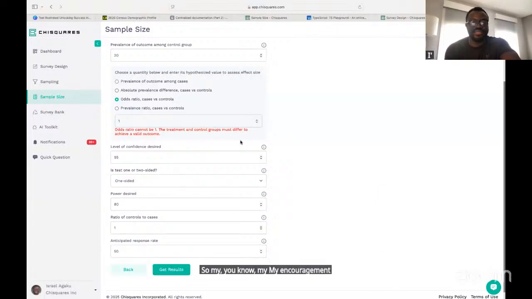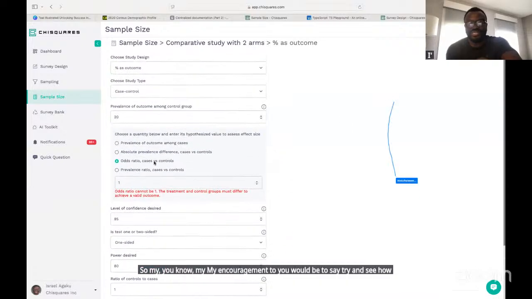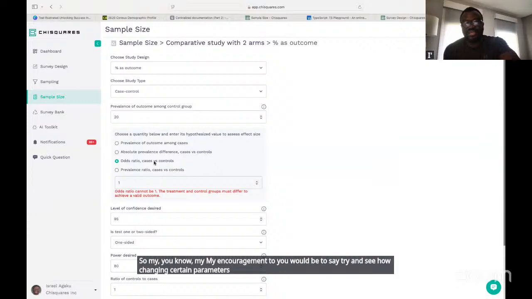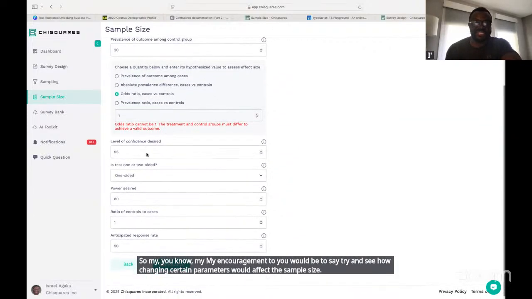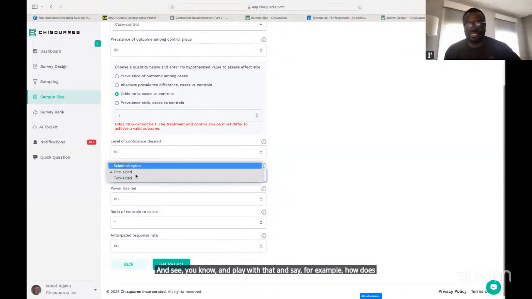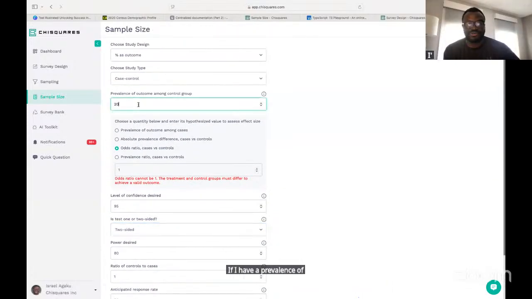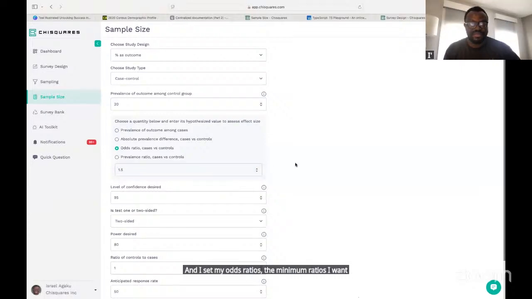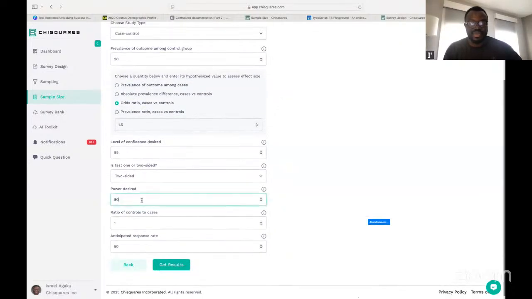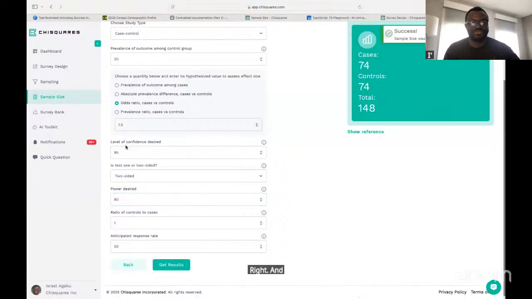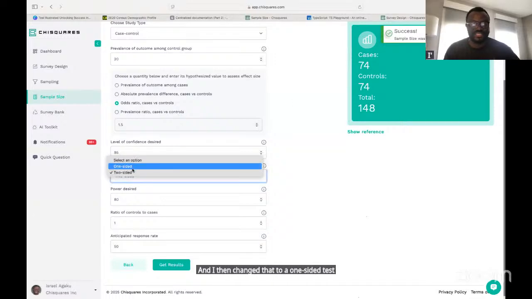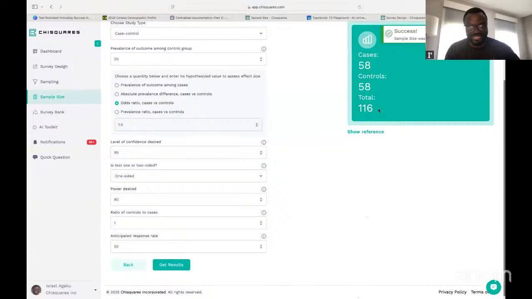So my encouragement to you will be to try and see how changing certain parameters would affect the sample size, and play with that. For example, how does changing from a one-sided test to a two-sided test influence sample size? So for example, if I have a prevalence of 20 among the control group, and I set the minimum odds ratio I want to detect as 1.5, and I have a two-sided test, right? And I then change that to a one-sided test. So now I have 148. Now I have 116, right?